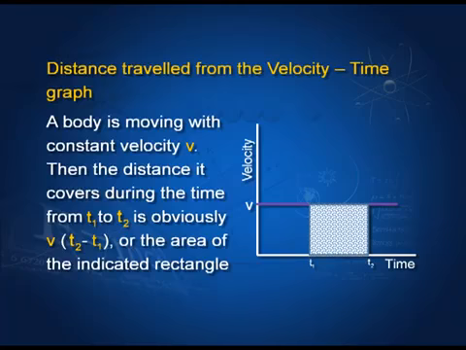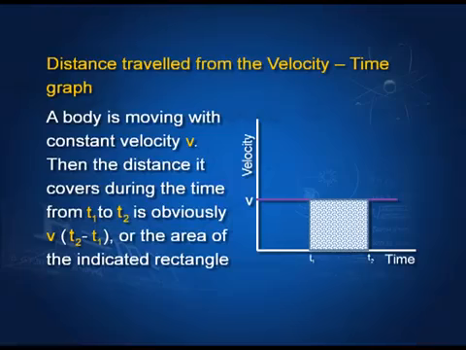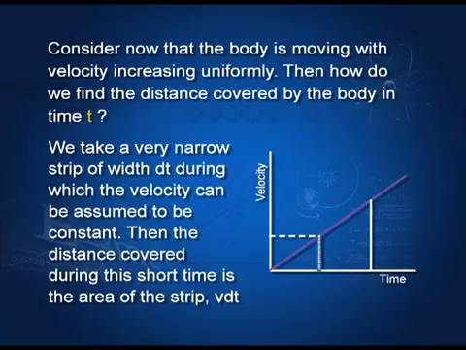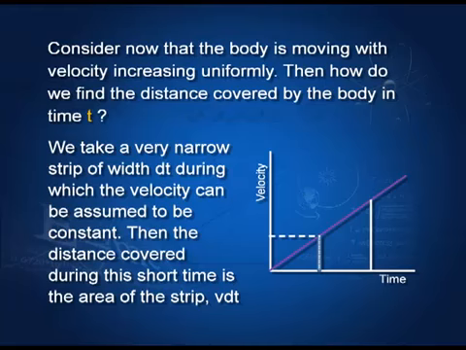Now, given a velocity time graph, how do we find the distance covered? If the velocity is constant, then it is easy. Between time t1 and t2, the distance covered is v into t2 minus t1. So, there is no problem. But if the velocity is changing uniformly, let us say, then how do you find the distance covered? For this purpose, we do this.